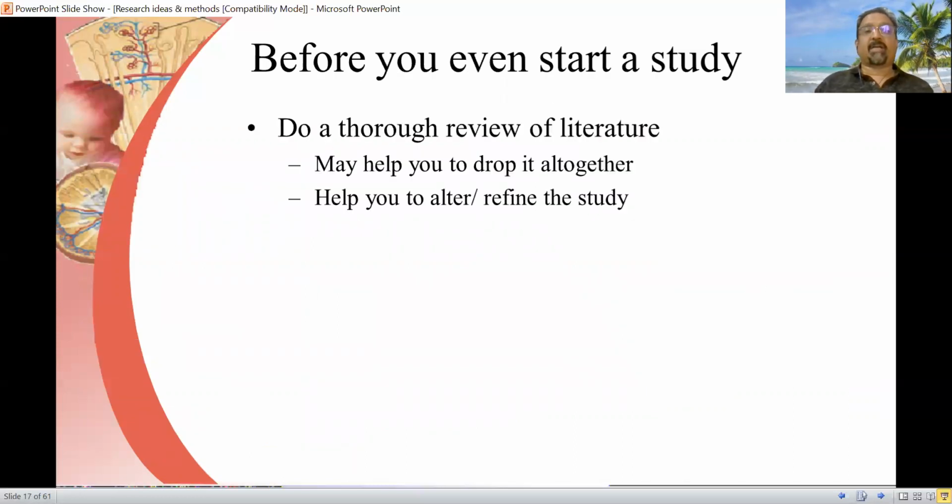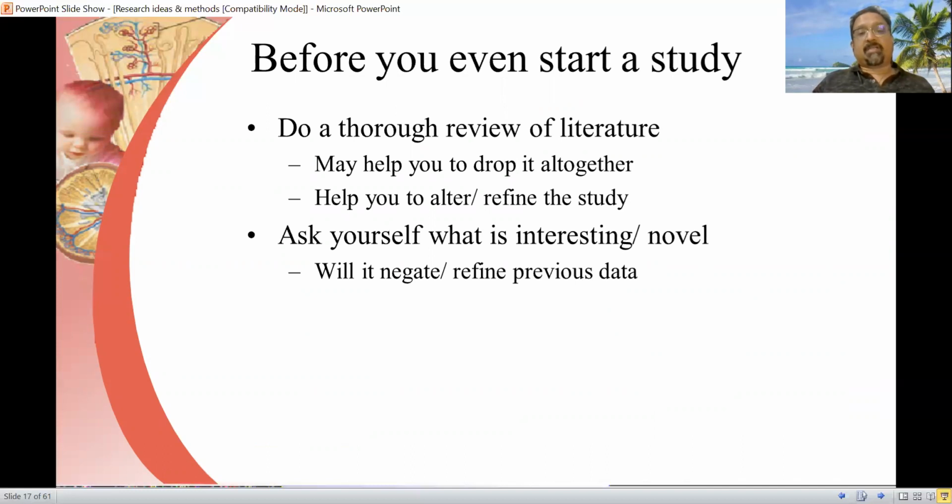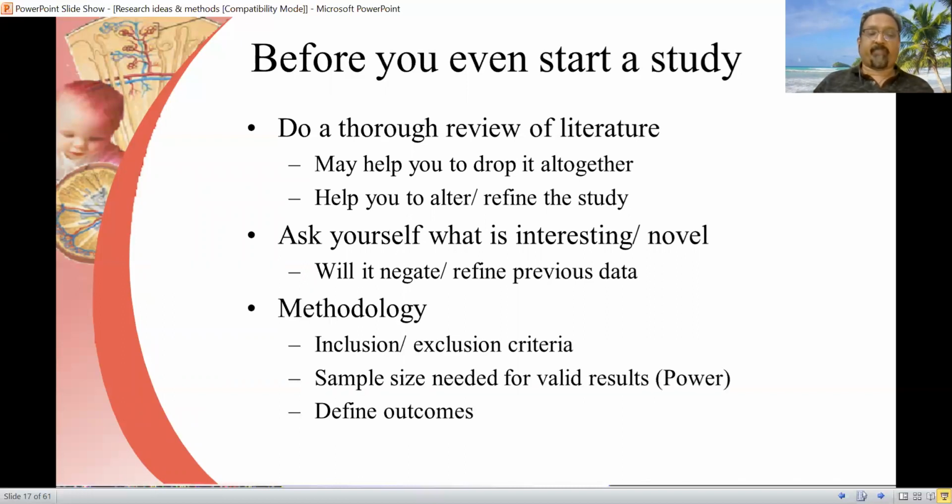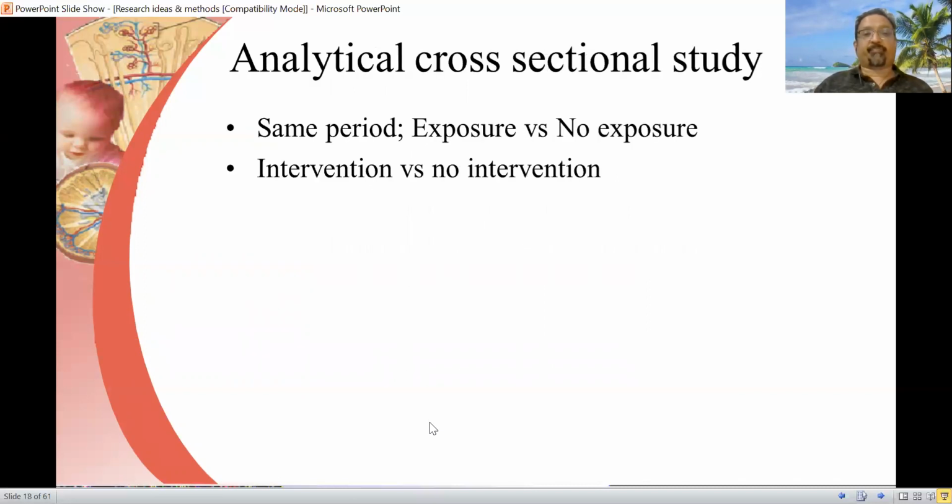So before you even start a study, you do a thorough review of literature. It may help to drop the idea altogether, or it may help to alter or refine the study you are planning. So ask yourself what is interesting about this, whether it will actually negate or refine the previous findings. And then in the methodology, you have to be absolutely sure to have clear inclusion and exclusion criteria, and then you have to work out the sample size, and you have to define the outcomes.